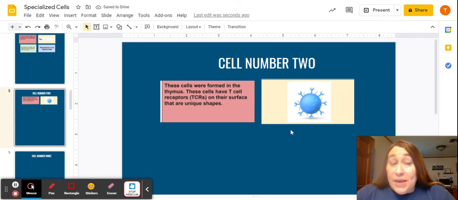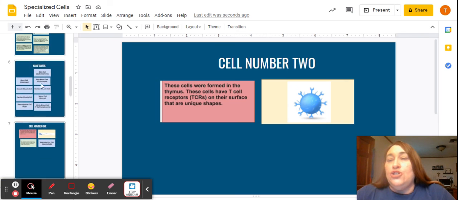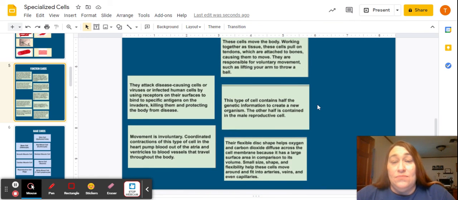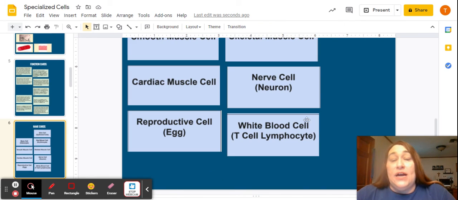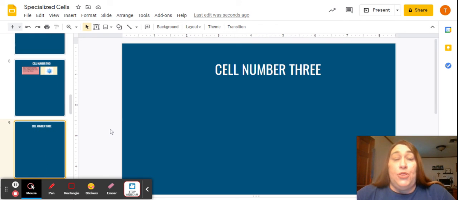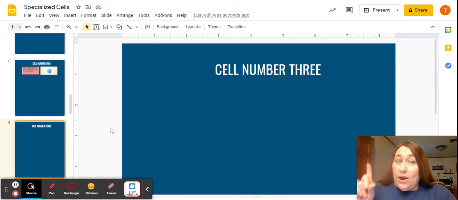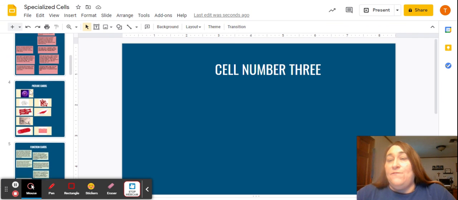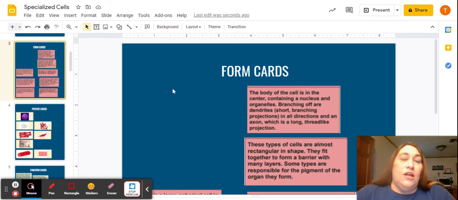Now, with the information that you have already, T cell receptors, unique shapes, you should be able to go to the function cards, and you should be able to find the function that works for this cell. From there, you're going to find the name, and then you'll go on to cell number 3. Just a reminder, where do we start for cell number 3? We start back at the form cards. Always start at the form cards.